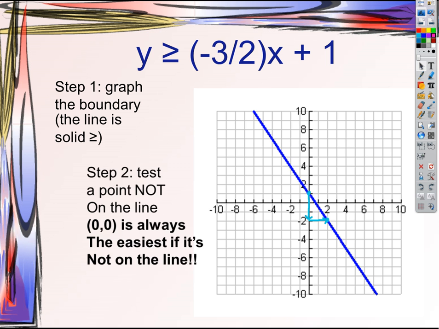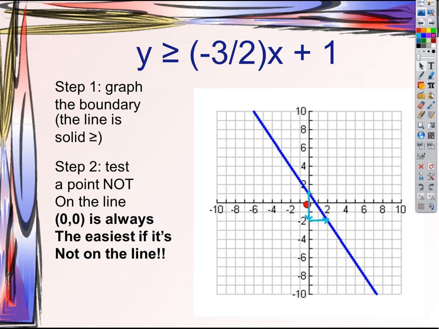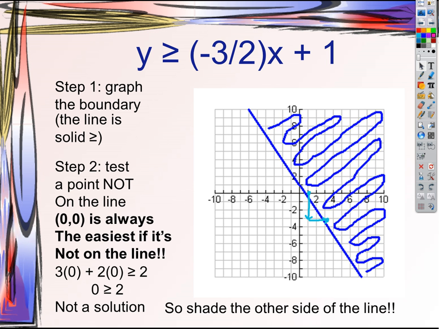So let's try it. If I try the point (0, 0), I can either plug it into the original inequality or I can plug it into the slope-intercept form. It doesn't matter. Either way, I'm going to get a statement that is true or false. False. If I plug (0, 0) in up here, I get 0 is greater than or equal to 1, which is also false. Both cases, it's false.